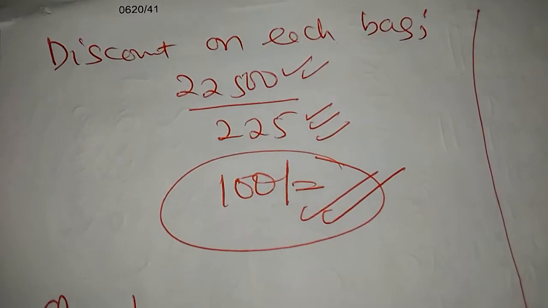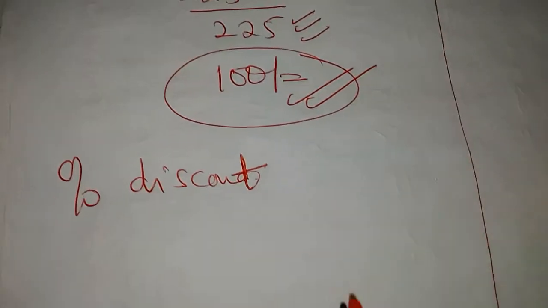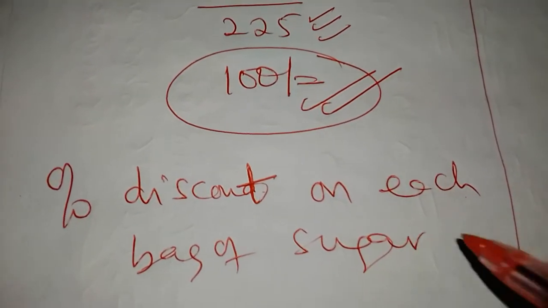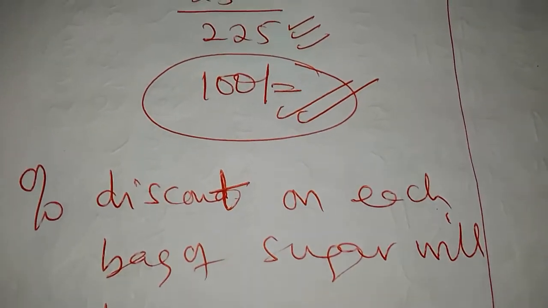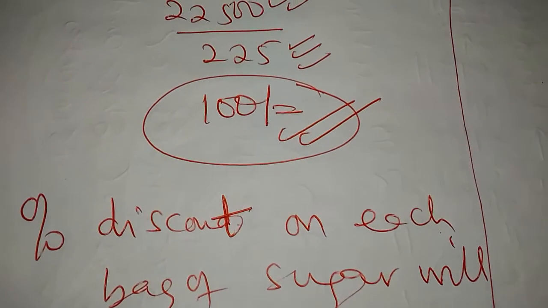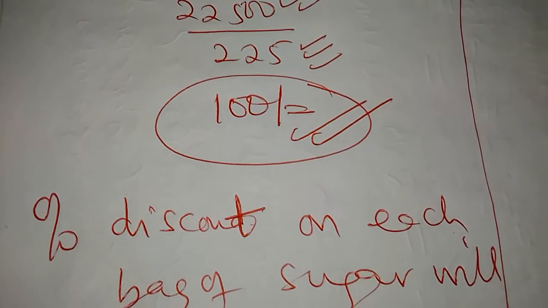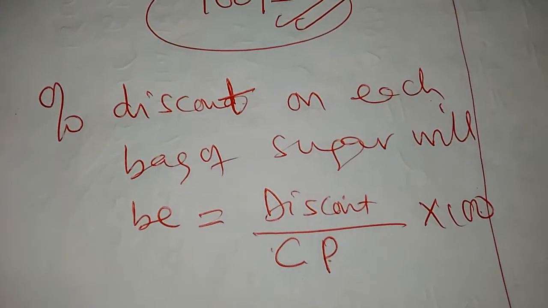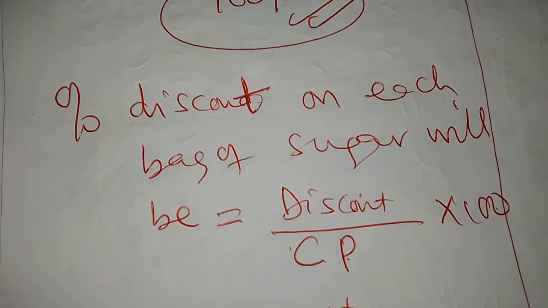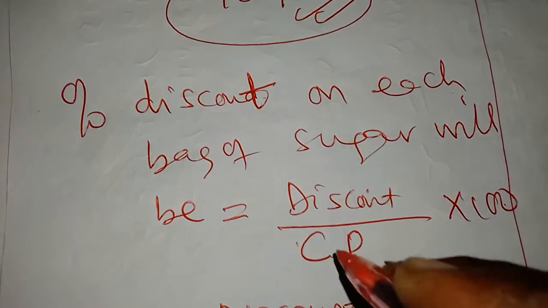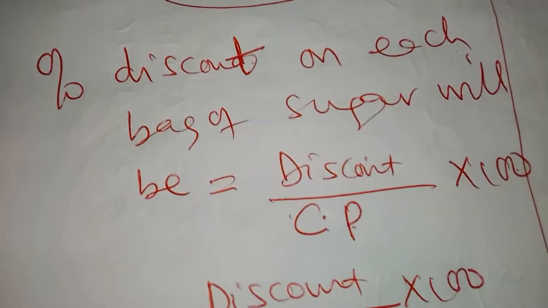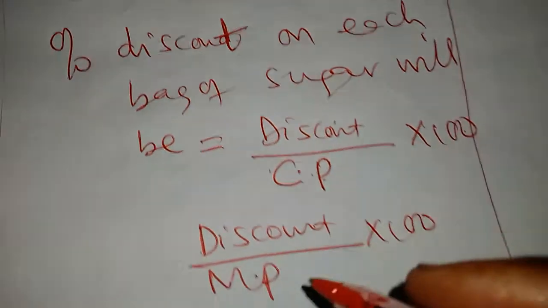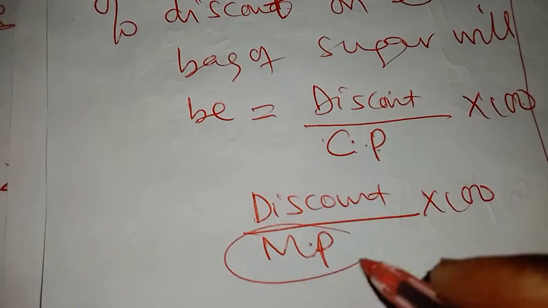So percentage discount on each bag of sugar will be discount over buying price or cost price times 100. We can as well say discount over marked price times 100. So we can work with CP, cost price. That means the cost price can be the marked price if no discount gets given. Then the marked price can be different from the cost price just in case the discount gets given. So in this case, we shall actually be able to use the marked price.